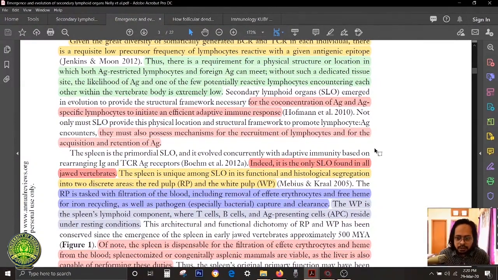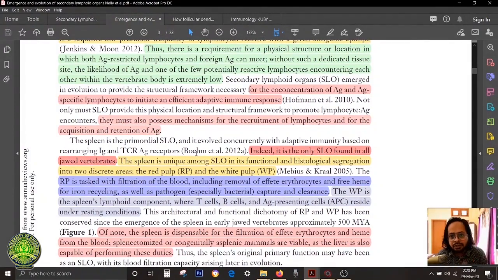All right. So they must also possess mechanisms for the recruitment of lymphocytes and for the acquisition and retention of antigen. Acquisition is how the lymph is bringing the debris into your secondary lymphoid organ. That is acquisition. But what do you understand by retention? Retention is this: see, this antigen is in a fluid, right? So it can be lost, but you don't want to lose it, so it has to be retained. How do you retain it? We'll talk about some antigen presenting cells in some time to come.